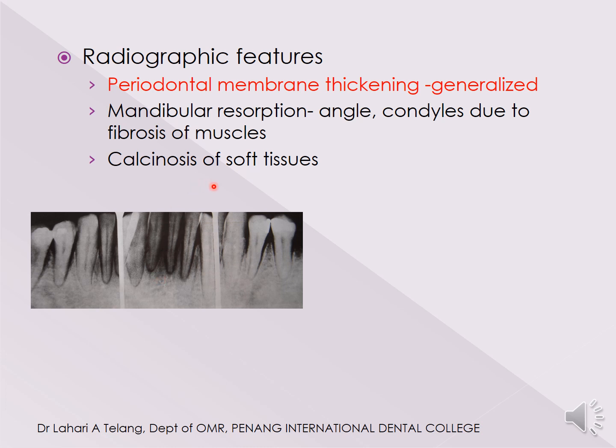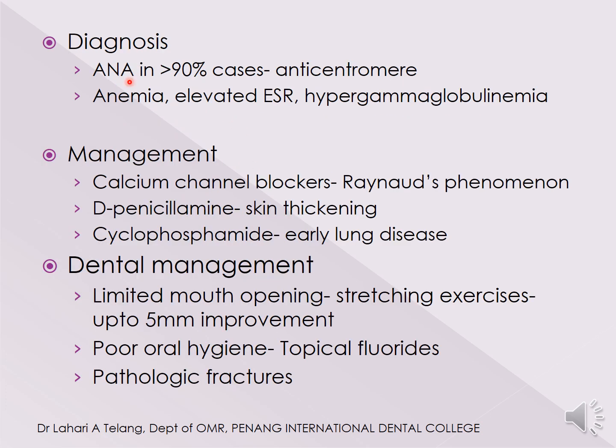So mandibular resorption of the angle condyles due to fibrosis of muscles can happen, and calcinosis of soft tissues can take place. So the diagnosis involves diagnosis of anti-nuclear antibodies, and there is definitely anemia, elevated ESR, and hypergammaglobulinemia. The management involves calcium channel blockers, D-penicillamine, and cyclophosphamide.